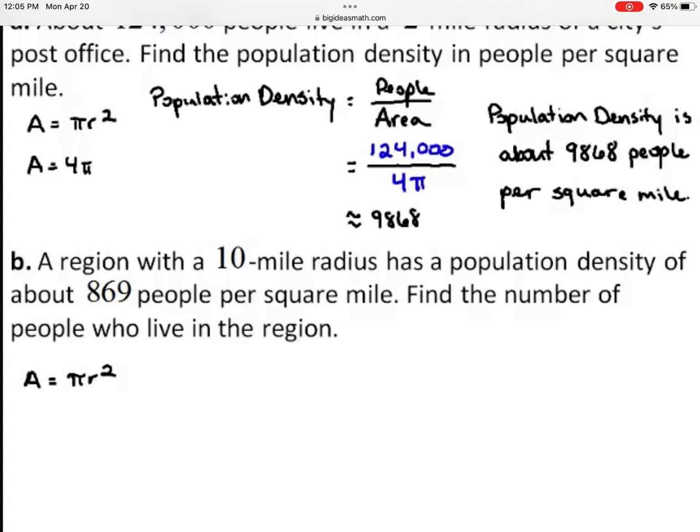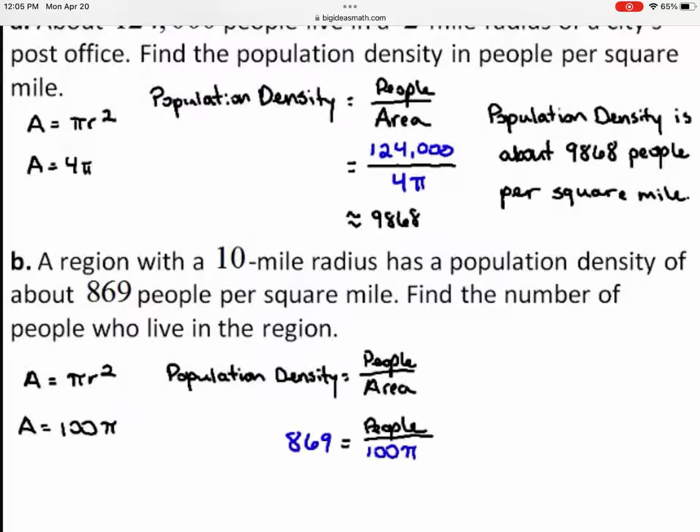Substituting in the given information and simplifying gives that A equals 100 pi. Then the equation for population density is population density equals people divided by area. Substituting 869 for population density and 100 pi for area gives 869 equals people divided by 100 pi.